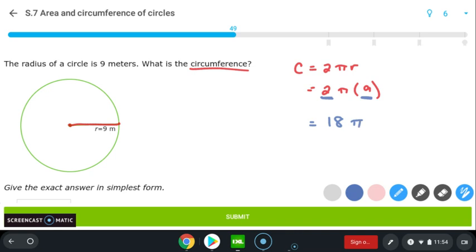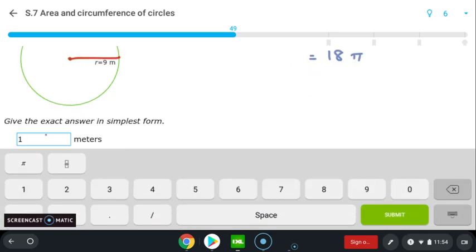Leave that pi like a variable. Hopefully you're not getting hungry from me saying all this pi.